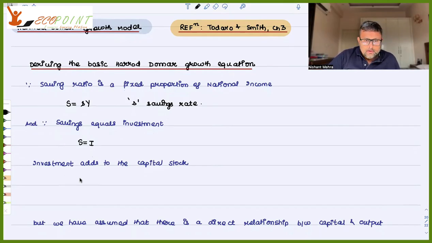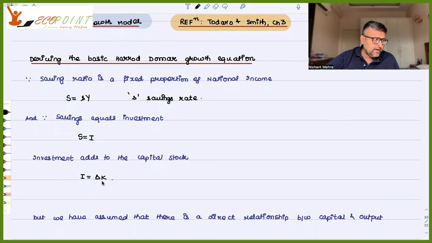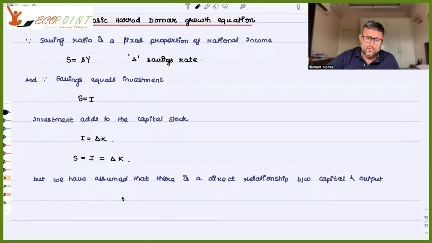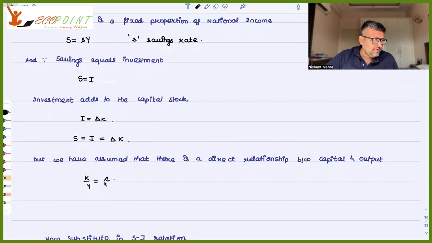So you can write I = delta K, right? Because savings are equal to investment and investment is equal to delta K, savings are equal to delta K. Now, what we have assumed is that there is a direct relationship between capital and output, and that was given by this capital output ratio. This is one of the assumptions we discussed yesterday. This small c is constant.